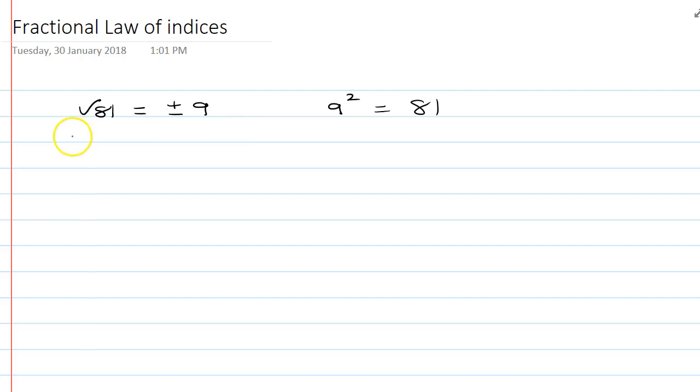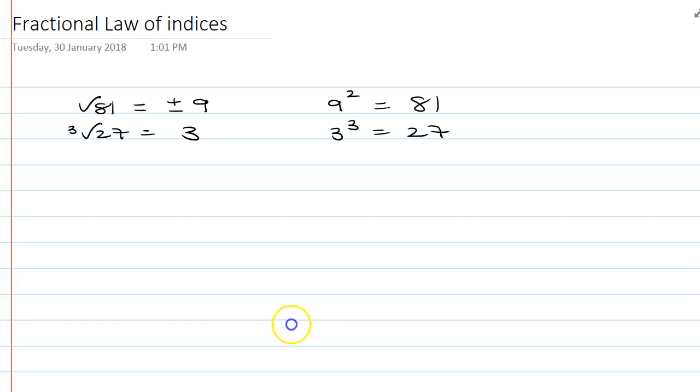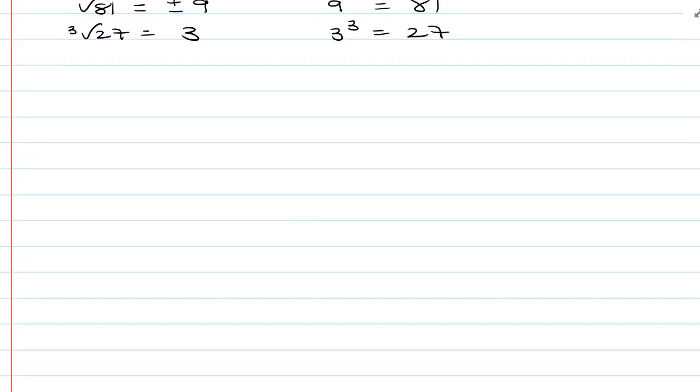Let's look at a cube root. The cube root of 27 is 3. Therefore, 3 cubed is 27. Okay, so square roots, cube roots, these are things that we need to be familiar with. Now let's have a look at the fraction. Let's just say, for argument's sake, that the square root of 9 is equivalent to 9 to the power of half.